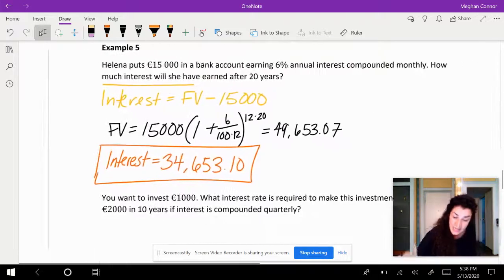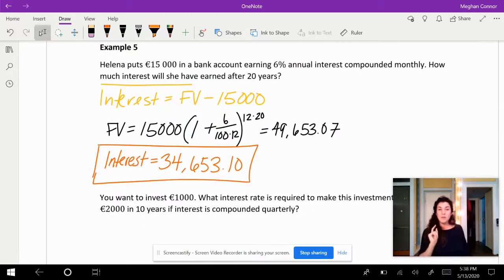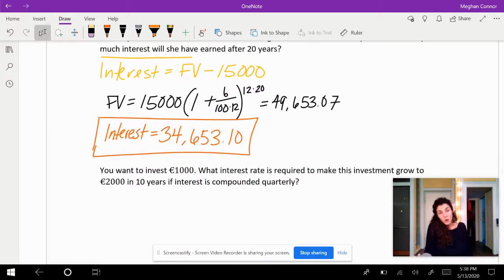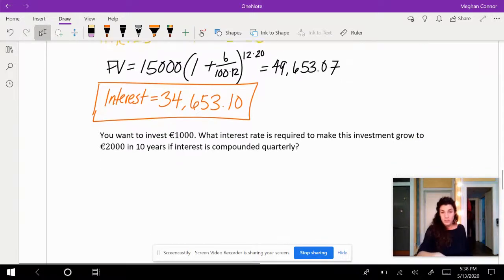But I want you to take a second and look at that. That is more than double the amount that she originally invested just by letting it sit in a bank account for 20 years. 20 years is a long time, longer than you all have been alive. It's most of my life. So it's a long time to let money sit, but that's over 30,000 euro. That's just free.